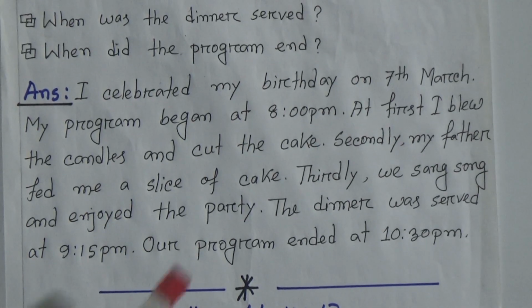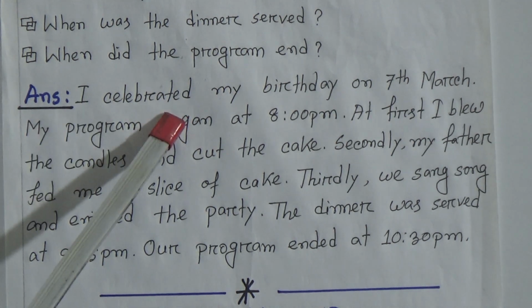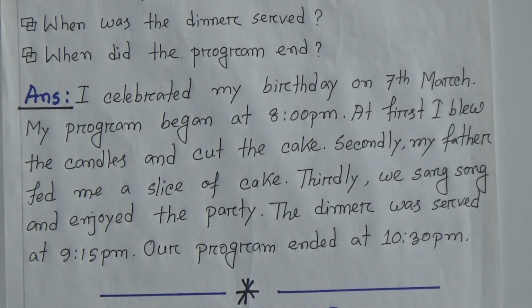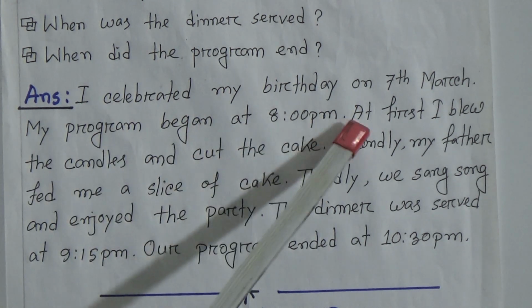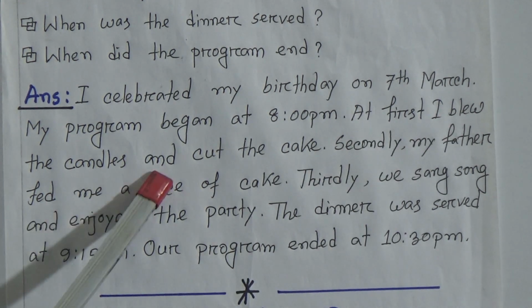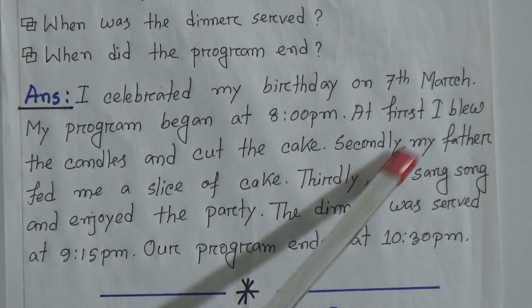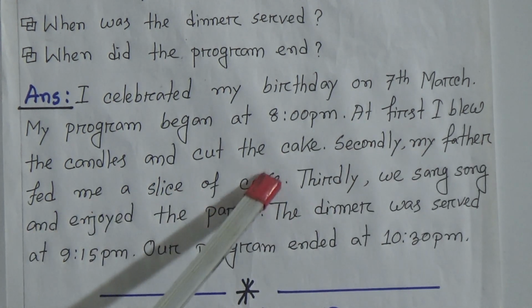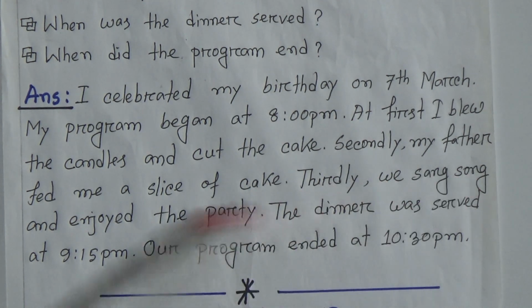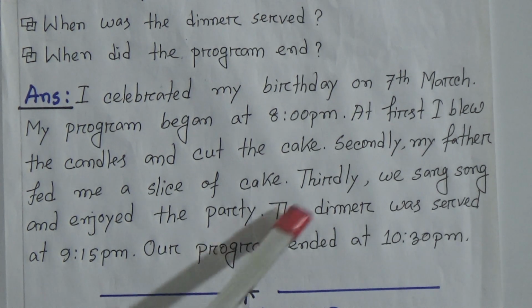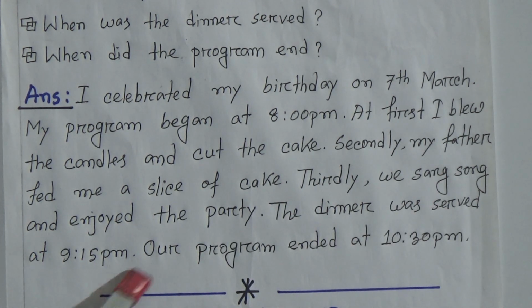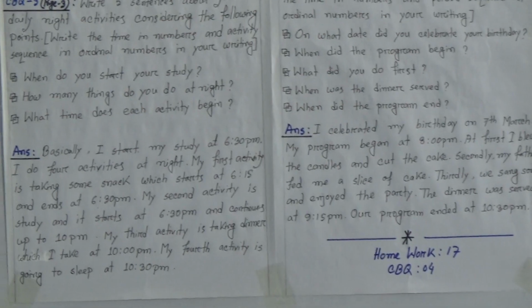Now we will see the answer. The answer is, I celebrated my birthday on 7th March. You will write down your own birth date, okay? My program began at 8 p.m. At first, I blew the candles and cut the cake. Secondly, my father fed me a slice of cake. Thirdly, we sang song and enjoyed the party. The dinner was served at 9:15 p.m. Our program ended at 10:30 p.m. So this is the answer of CBQ number 4 considering all the points.